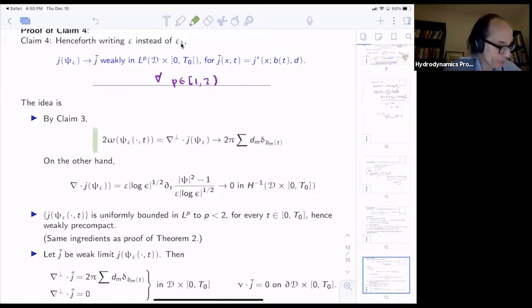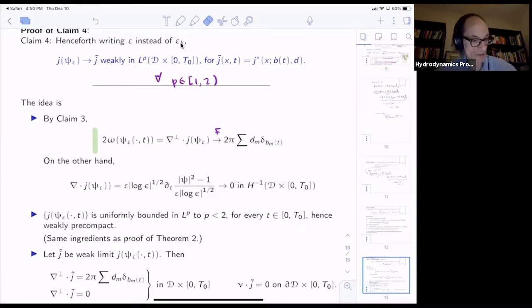the vorticities, so the vorticity is 1/2 the orthogonal gradient of this j, and so this nabla perp j is 2 times vorticity, and we know that's converging in this F topology to these delta functions supported on the paths that we found. We also know, and so I haven't yet used one of the main conservation laws, conservation of mass.